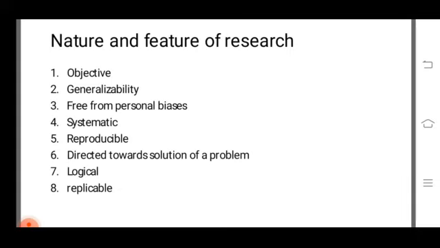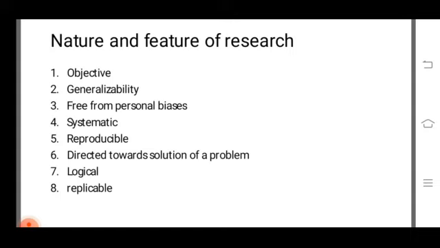Reproducible is another nature. A research should be able to get approximately the same result if researchers use the same methodology and the investigation is conducted on populations having characteristics similar to the earlier stage.